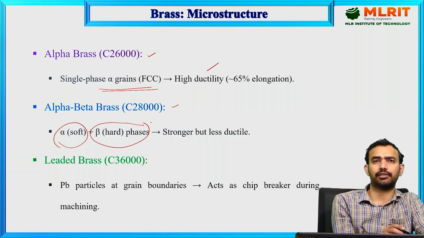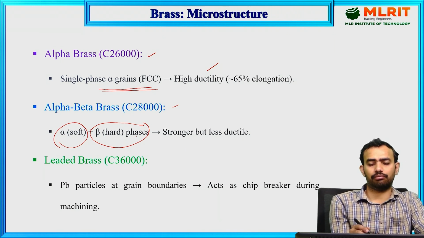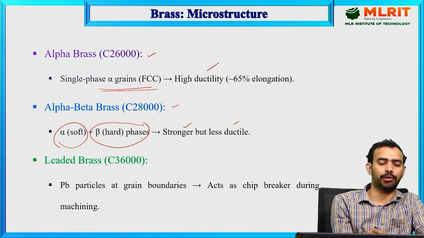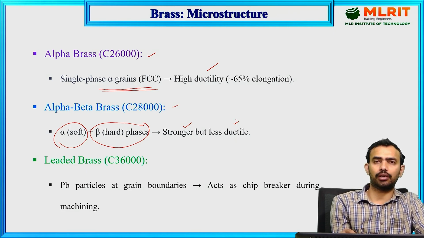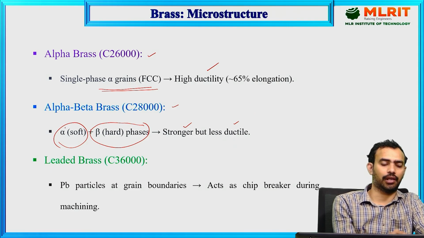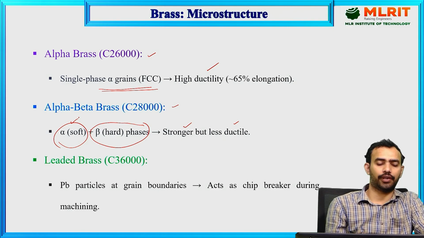So dual phases can be observed in the microstructure, which is a trade-off between stronger but a little less ductile, because of the hard beta phases. They are stronger but a little less ductile. So it is still ductile, but relatively less ductile as it has the alpha phase.